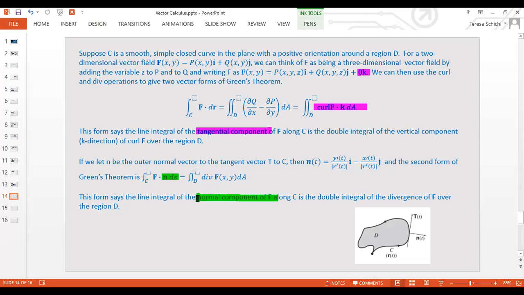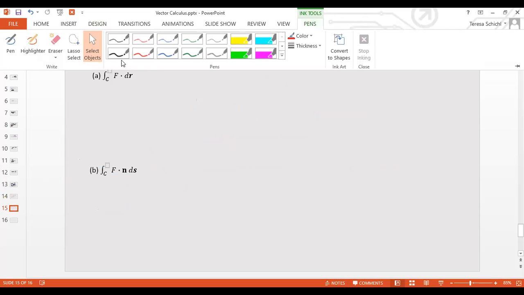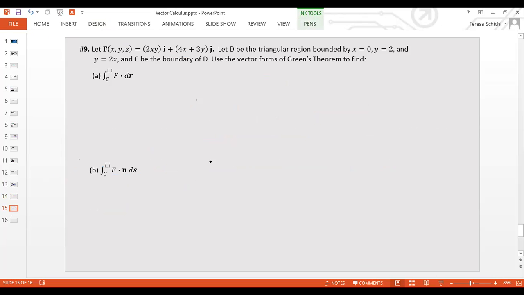And in general, the terms of this one, we call this the flux, right? And we will take a look at more detail in the next sections here. Okay, so now let's take a look at some examples.